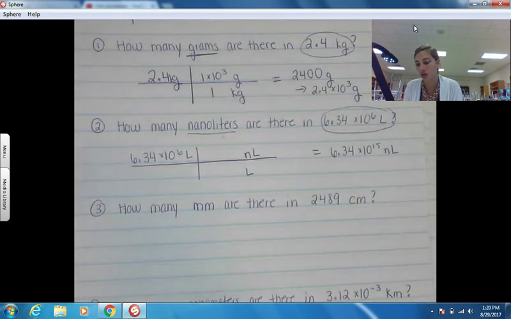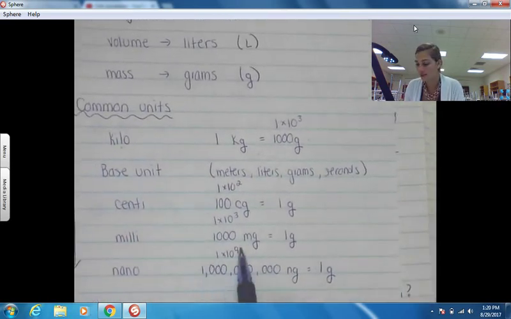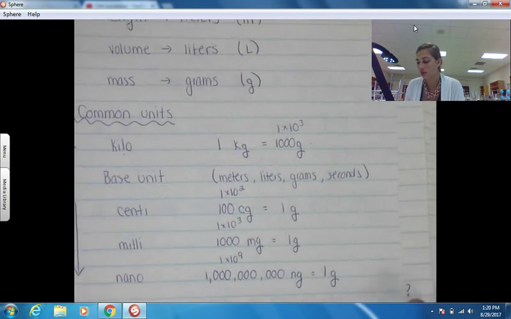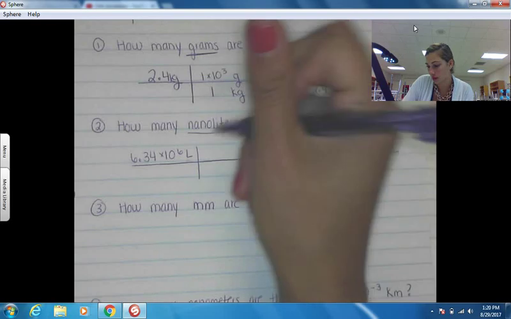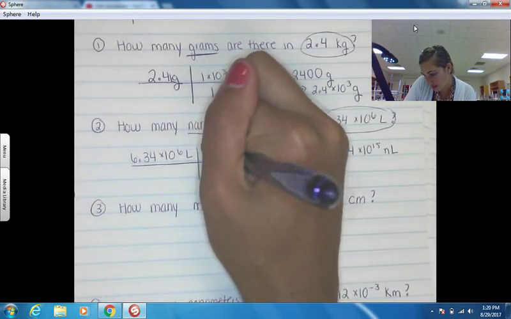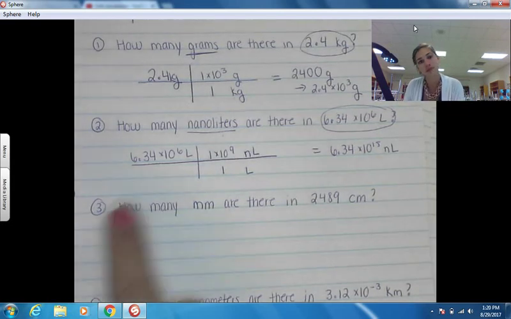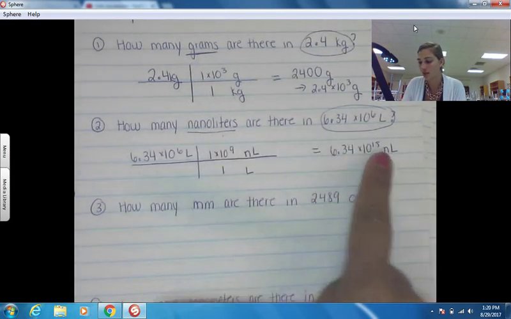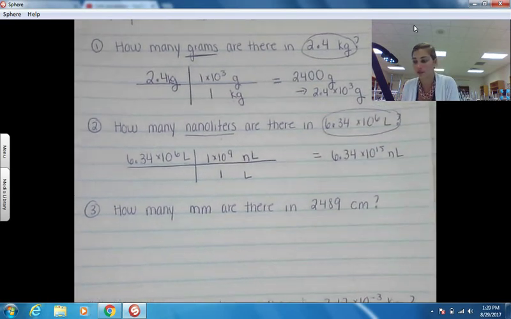Nano is a little n. So then I go back and say, all right, well, I have 1 times 10 to the 9th nanoliters for every base unit. So I put 1 times 10 to the 9th for every 1 liter. Again, I can multiply across in order to get my answer. Let's try the next one.